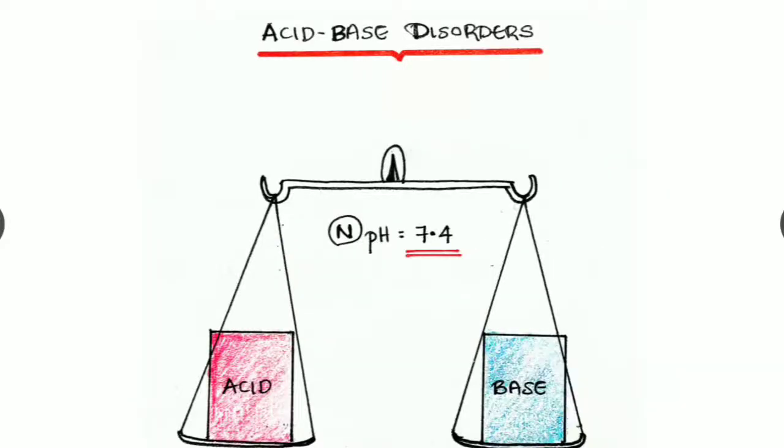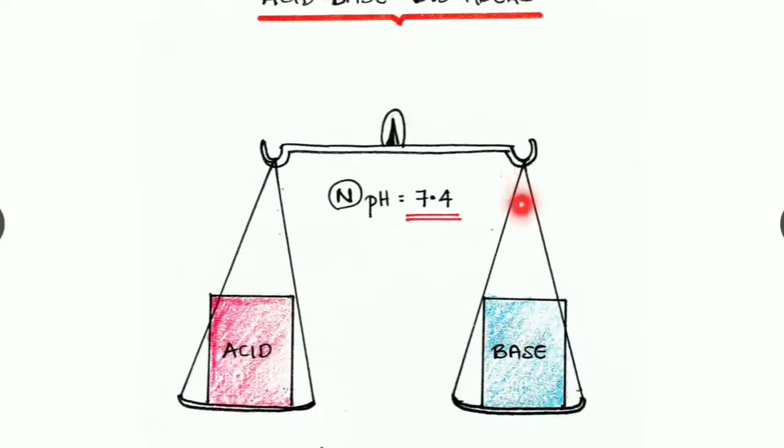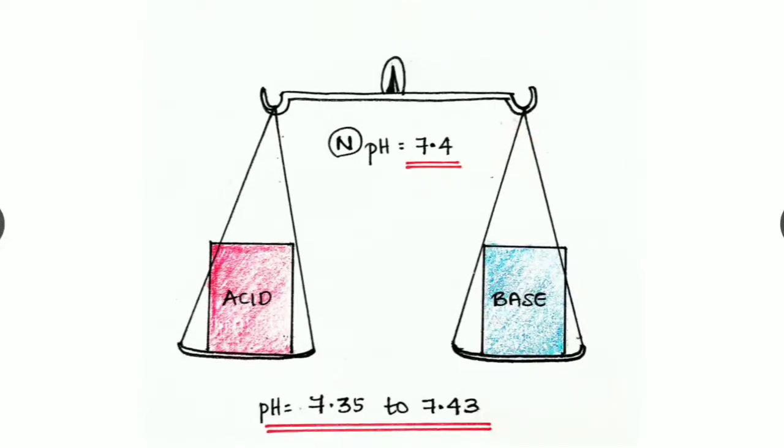Next, what are the acid-base disorders? We have to understand the concept of acid-base metabolism, the balance between them. If the acidity increases, then the body will show features of acidosis, whereas if the base in the blood increases, then the body will show features of alkalosis.